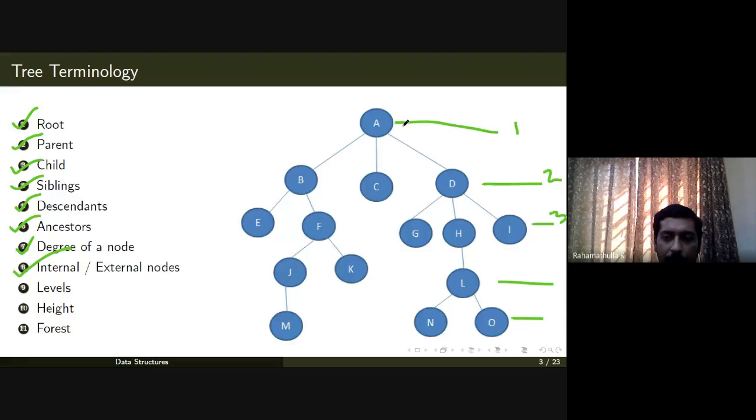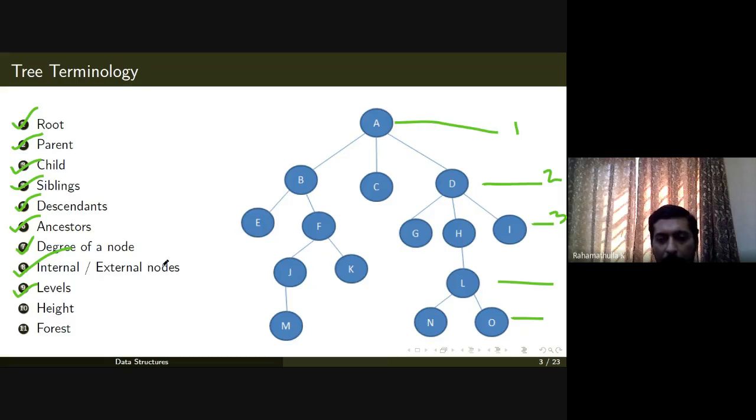So the levels are counted by using the number of nodes. At this stage, you can say that there is only one node. If you take these nodes B, C, and D, to reach B, C, or D, you need to traverse through two nodes: A, B, A, C, and A, D. So that is level equal to 2. To reach any node at this particular level, you need to traverse through three nodes: A, B, and E, A, B, and F, A, D, G. So that is level equal to 3.